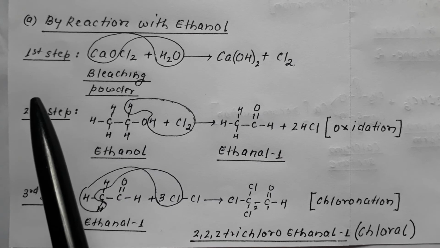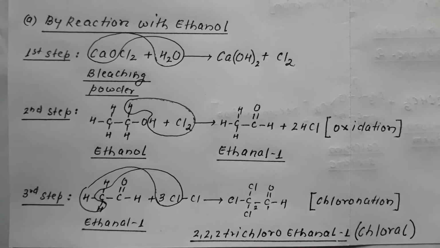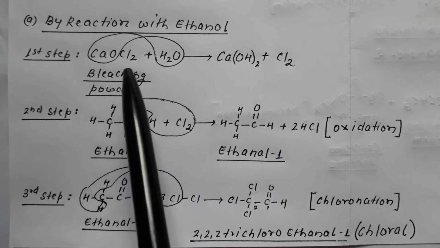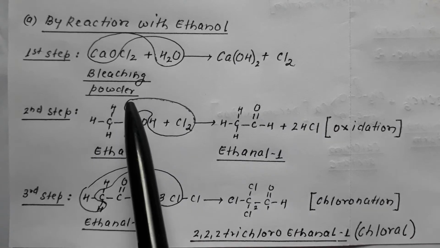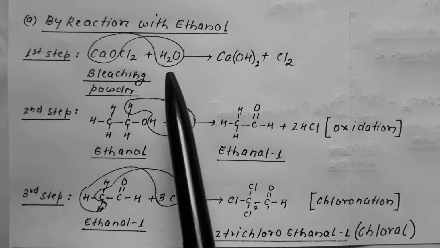So aqueous paste of bleaching powder, when made to react with ethanol, converts into chloroform. Now this reaction follows 4 steps. I'm discussing it one by one, so it becomes absolutely clear to you all. In the first step, CaOCl2, that is the bleaching powder, will react with water. Therefore we have prepared aqueous paste.